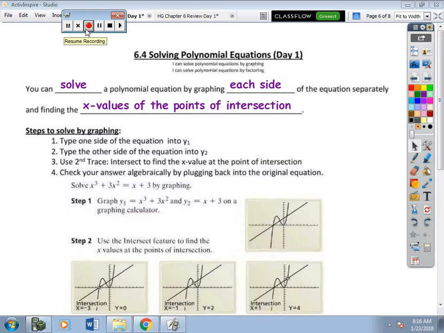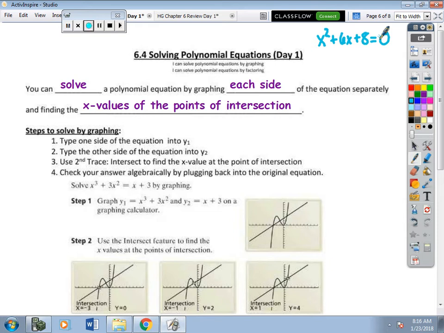So today we're going to look at solving polynomial equations. We did this in chapter 5. We solved quadratic equations. We solved quadratic equations by factoring, quadratic formula, completing the square, all that good stuff.